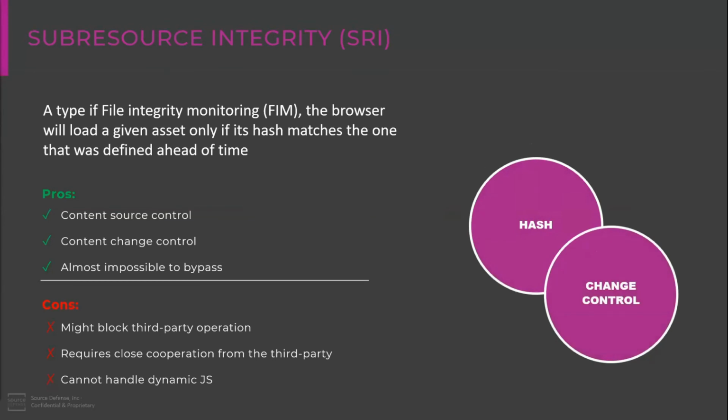There's something called sub-resource integrity, or SRI. This allows us to control both the origin of a script and the content of it. So SRI allows us to create a hash or a fingerprint of any JavaScript file and make sure that it did not change when loaded into a browser. We can also make sure it's coming from the right location.